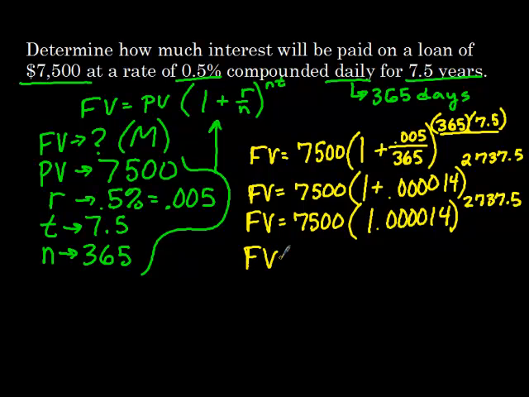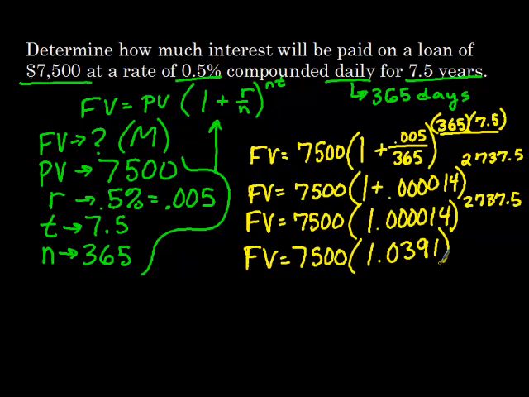So, once more, leave the 7,500 go. Type into your calculator 1.000014 to the 2,737.5 power. We do all this, we get an answer of 1.0391. Didn't really change much. But for a lot of these problems, it doesn't.